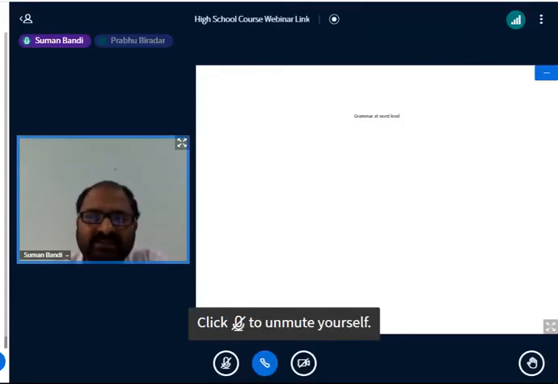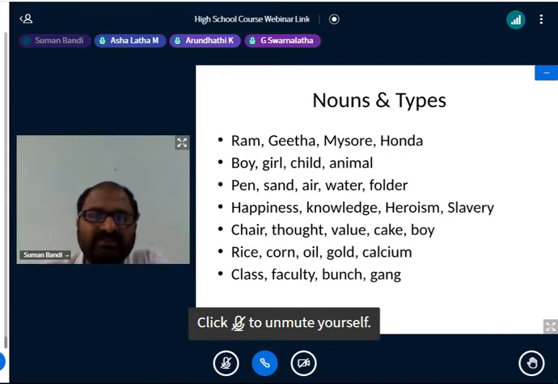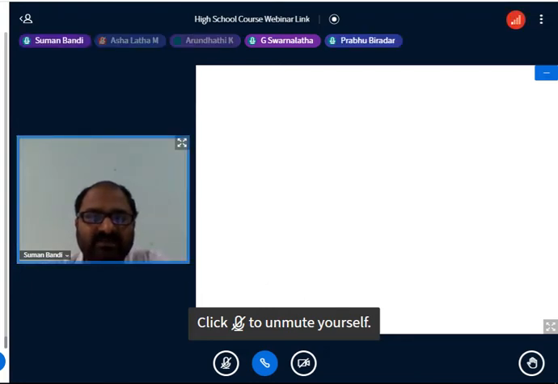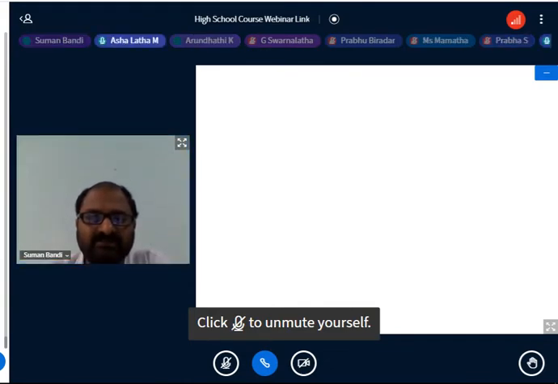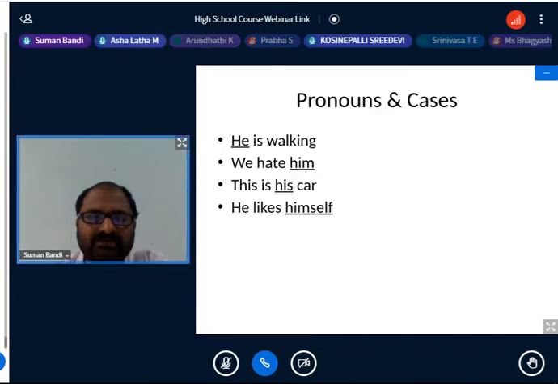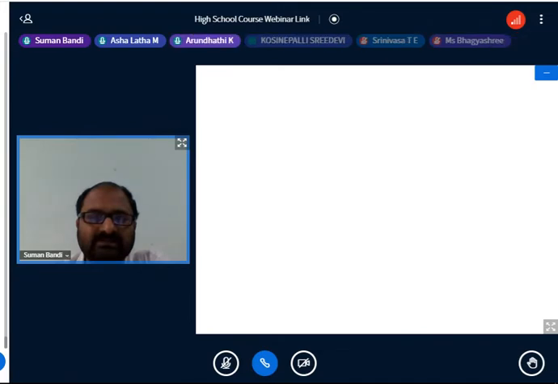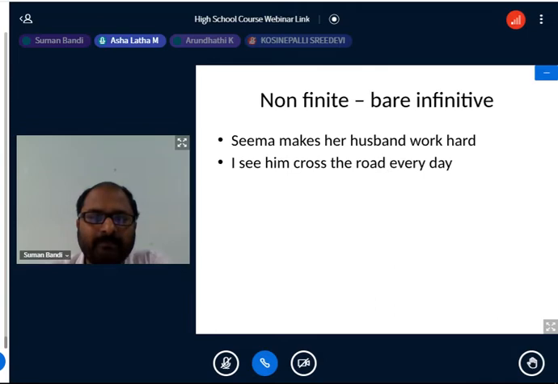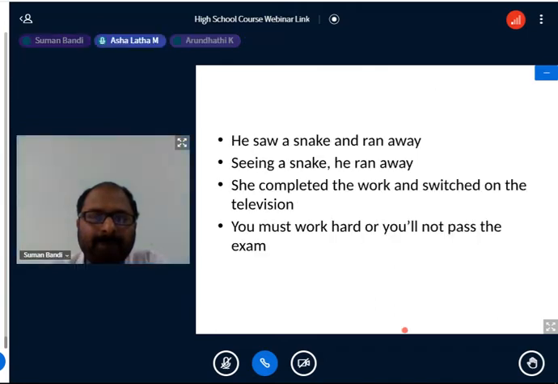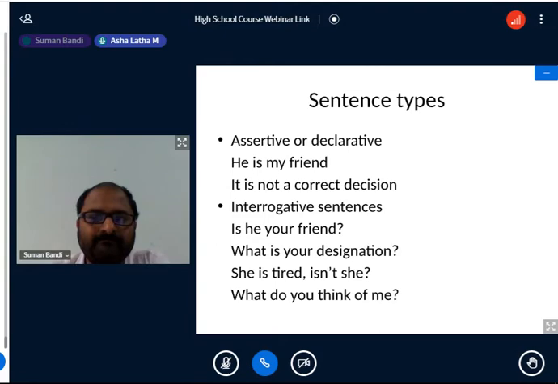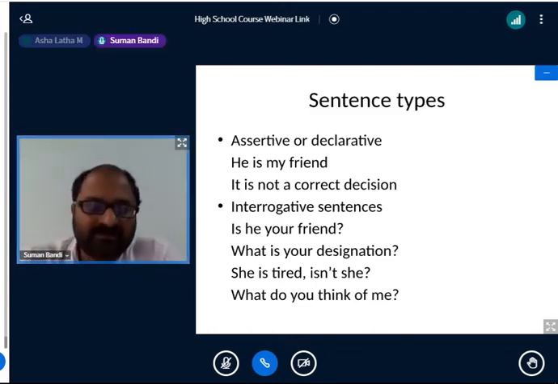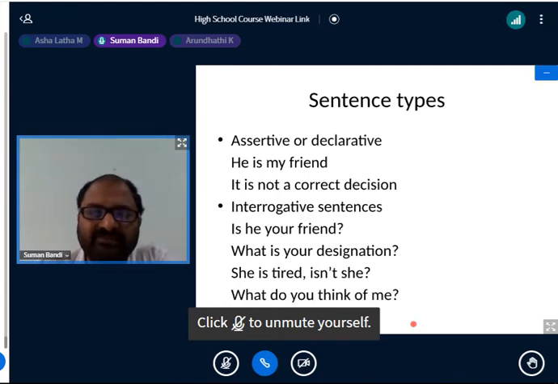Does anybody remember what was the last thing in the last session? Types of sentences. All right, so types of sentences, we have finished four types of sentences.